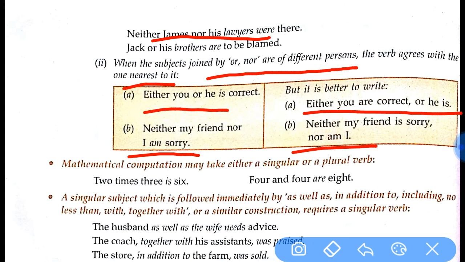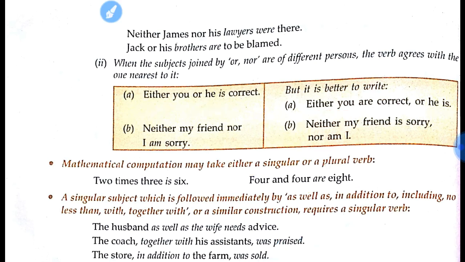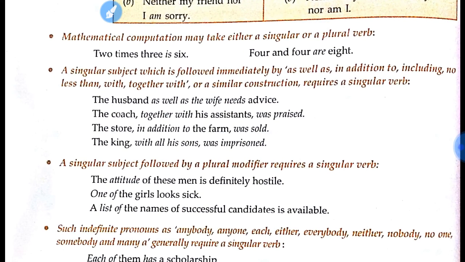The next rule: mathematical computation may take either a singular or a plural form. 2 times 3 is 6. 4 and 4 are 8. So it depends upon the form of writing. The next one we have here.